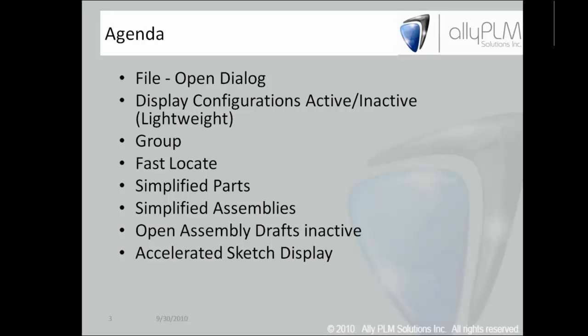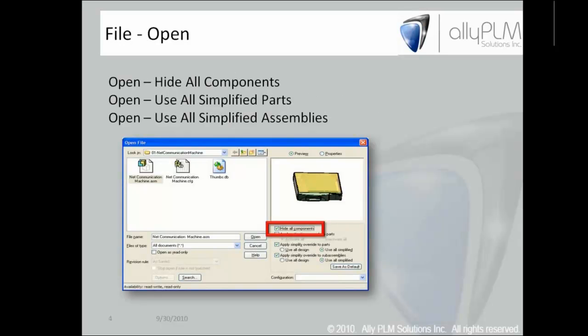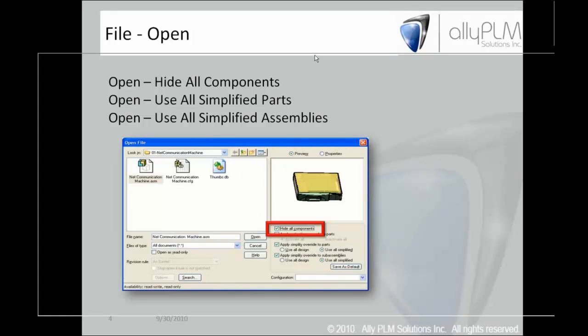And towards the end, we want to look at opening those large assembly drafts in active and what we get in active versus what we have to do in active mode. And finally, a new tool in ST2 we want to look at is the accelerated sketch display. So I have a couple PowerPoint slides. What we want to do is look at the File Open dialog box. So let's just go right into Solid Edge.